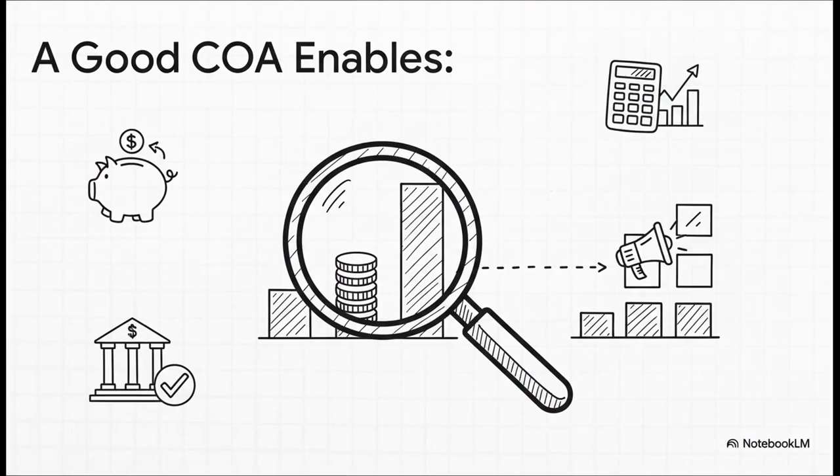Let's go back to that marketing example. A manager asks, "How much did we spend on marketing last quarter compared to this quarter?" It sounds like a simple question, but without a chart of accounts that properly separates, say, marketing salaries in account 5210 from digital advertising in 5220 and print advertising in 5230, you simply cannot answer that question with the accuracy you need to have real insight. The COA provides the granularity that transforms raw data into actual business intelligence.